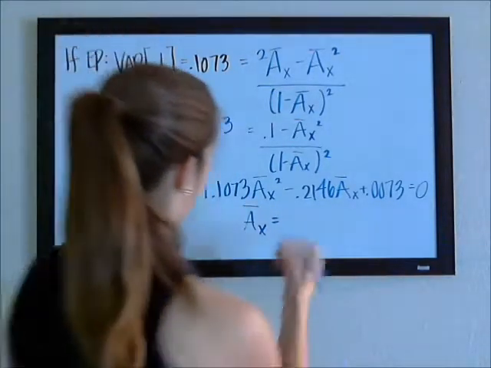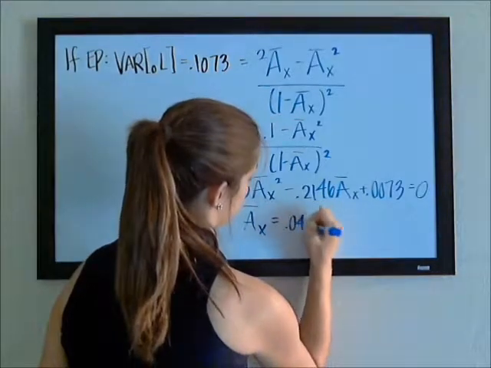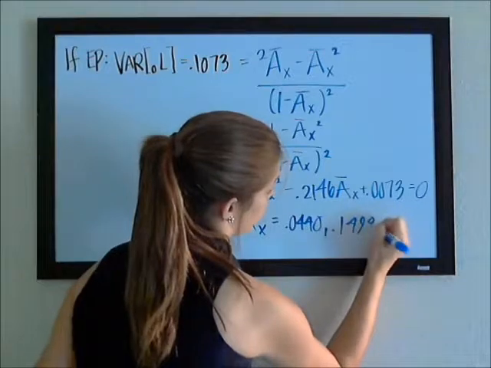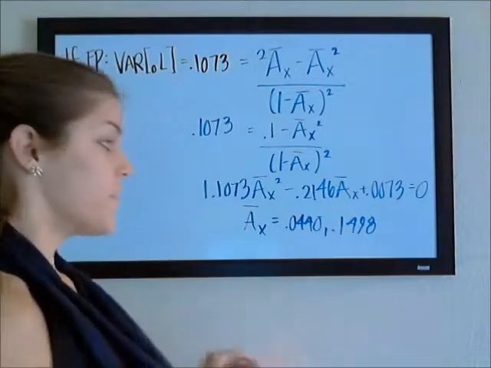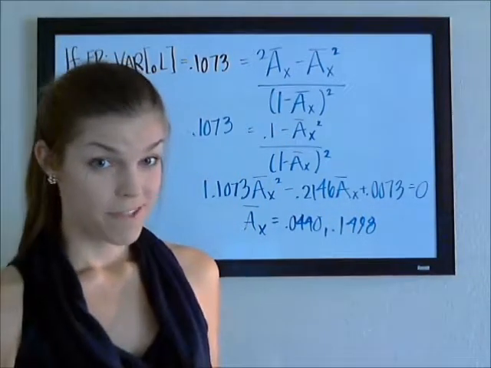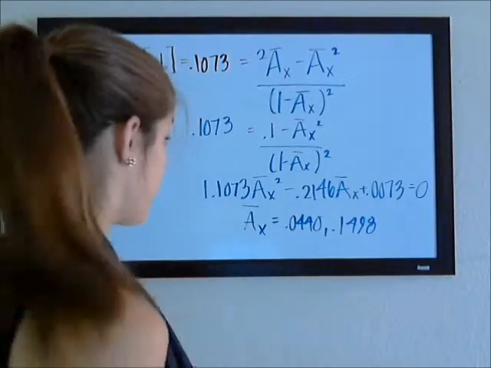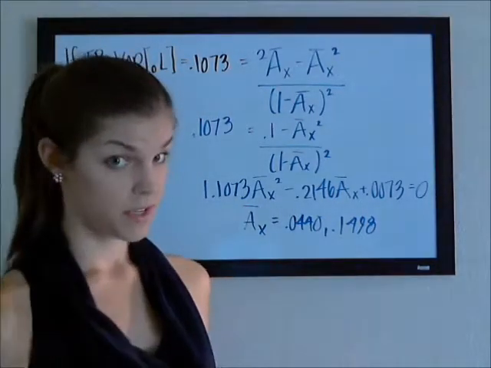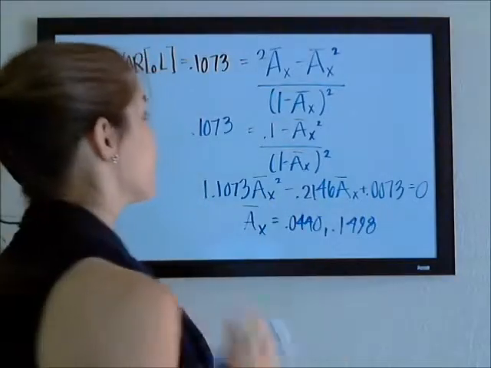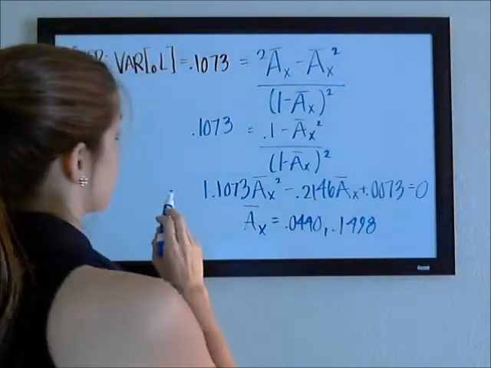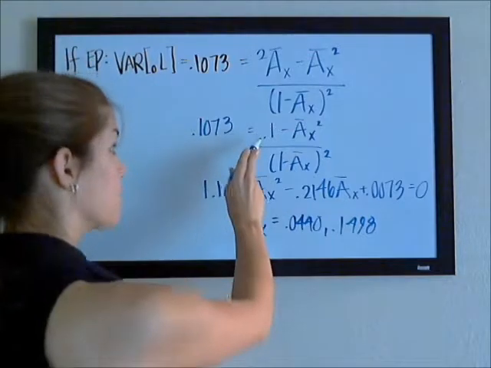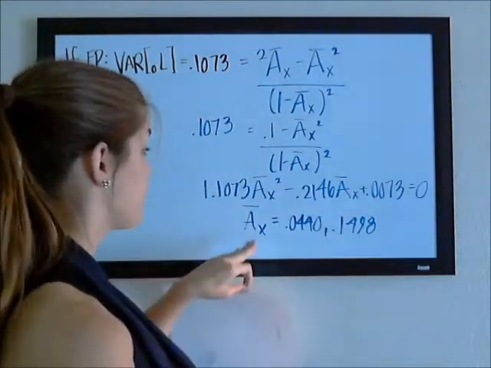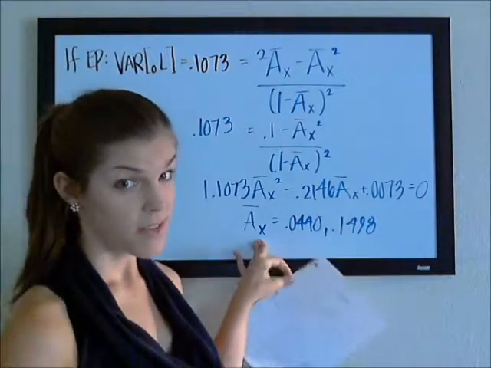When I did that, I got 0.0440 and 0.1498. And at first I was thinking those are both valid values for the insurance. They're both between 0 and 1. How do I know which one to use? The thing is, they gave us that the second moment of the insurance was 0.1, and you know that that has to be less than the actuarial present value of our insurance.